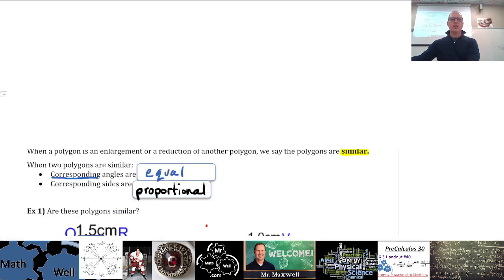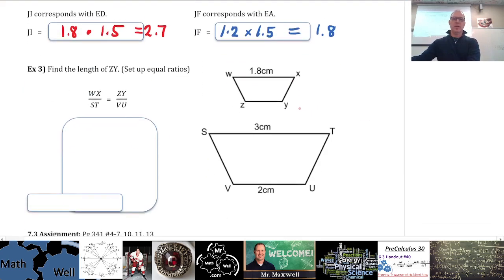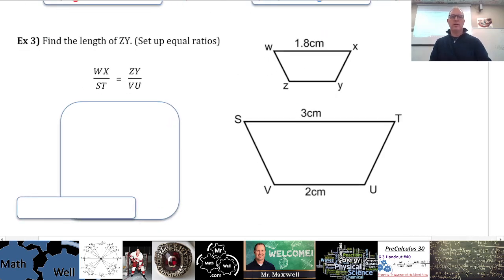All right, so popping back to the last part of this lesson here. This last example on your sheet says find the length of ZY, set up equal ratios. So there's a little hint. This is started for you here in the notes. This is what equal ratios are. So let's take a look over here at the diagram.